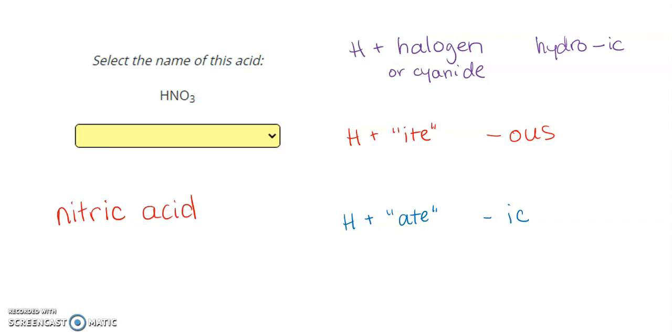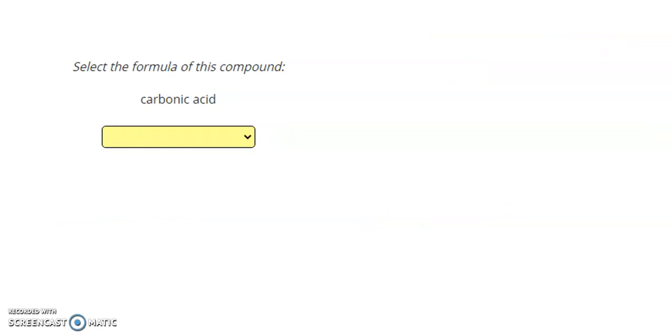Let's look at another question. This one says select the formula of this compound, carbonic acid. So we're going to need to figure out, is this a halogen, a polyatomic ion that ends in ite, or a polyatomic ion that ends in ate? Well, there's no hydro, so it's not a halogen. The ending of this is ic, so that means that polyatomic ion will be ate. So carbonic is going to be carbonate. Carbonate is the polyatomic ion CO3 2-.